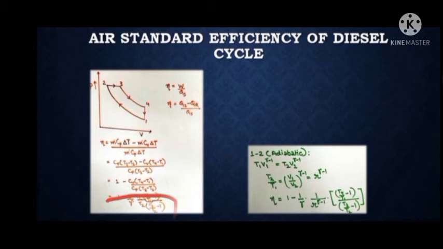From that relation, we can write T2 by T1 equal to V1 by V2 raised to power gamma minus 1. So we have deduced T2 by T1, and the efficiency is equal to 1 minus 1 upon gamma into 1 upon R raised to power gamma minus 1. This R is the compression ratio, and in the bracket, this is the result. We have to eliminate this T4 by T1 and T3 by T2.